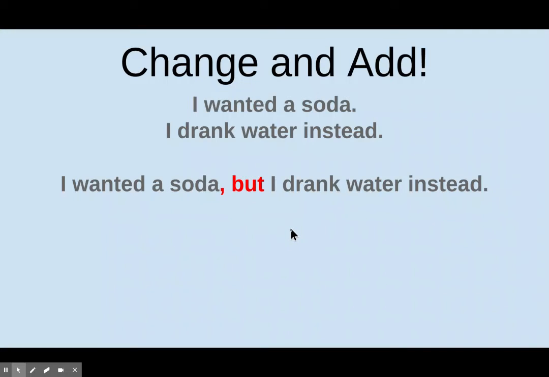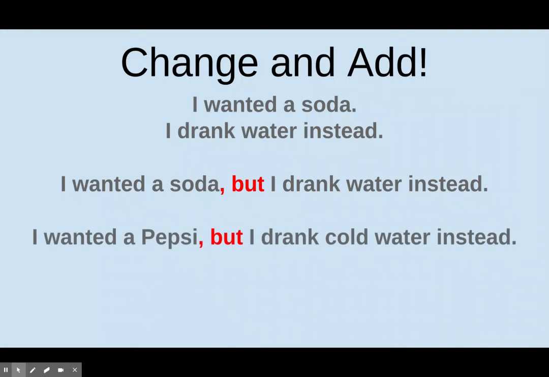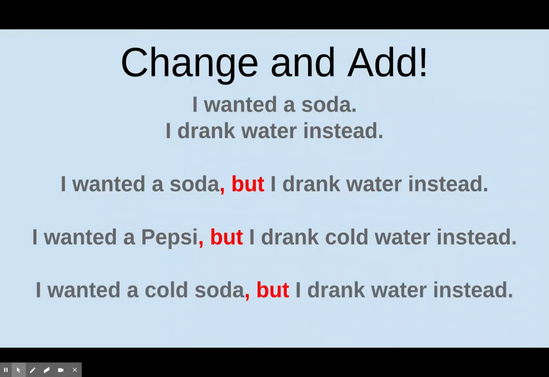All right. Now, here's a better sentence. I wanted a Pepsi, but I drank cold water instead. See, I changed soda to a proper noun, and I added the adjective cold in. And here's another version. I wanted a cold soda, but I drank water instead. That would have been beautiful right here. Okay. Either one of these would have got you a 3. This would have got you a 2 because you didn't read the directions and add at least one adjective. And the conjunction was but.